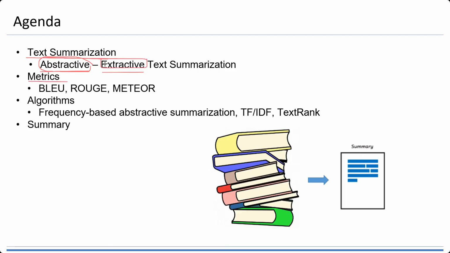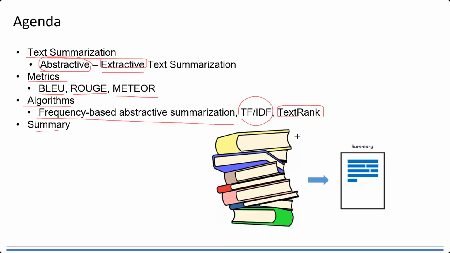There are three important metrics. The first is BLEU. The other is ROUGE and METEOR. We will take a look at the details. And we are going to look at the algorithms, how we can do text summarization. There are some algorithms like frequency-based summarization. We can use TF-IDF and we can use the TextRank algorithm. And at the end, I'll give you the summary.